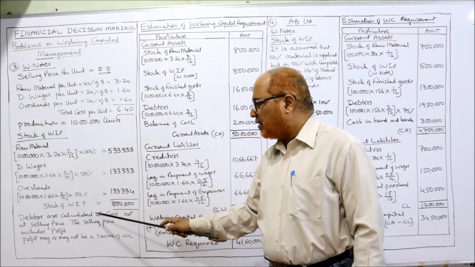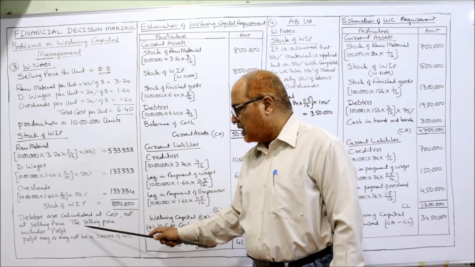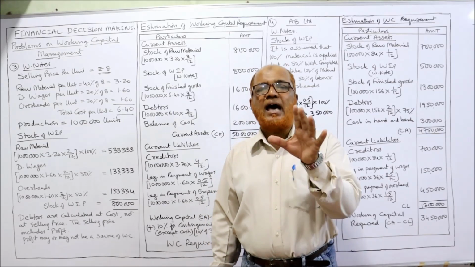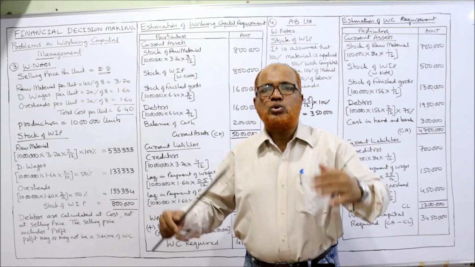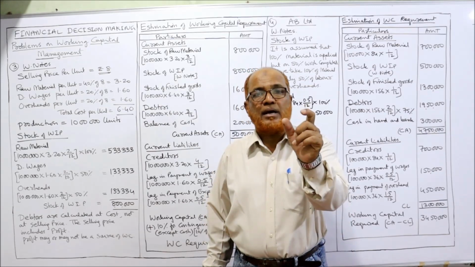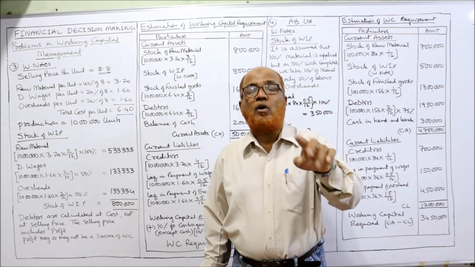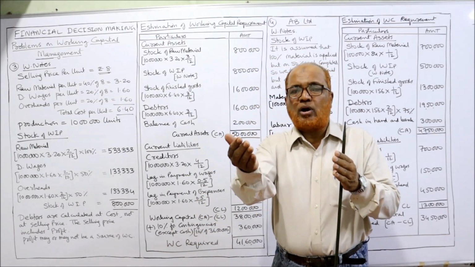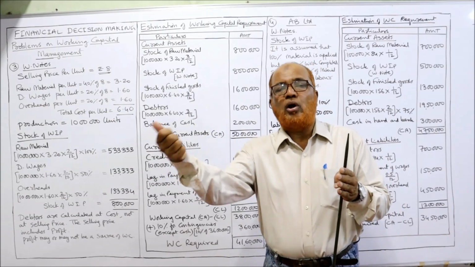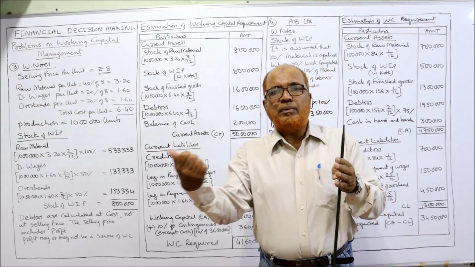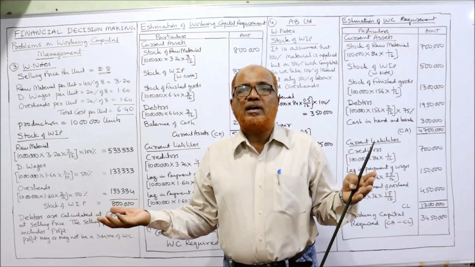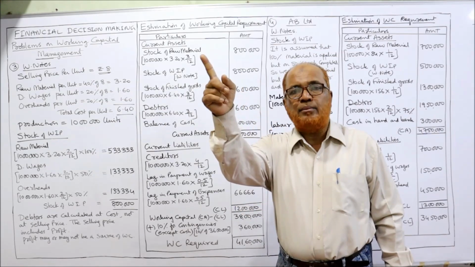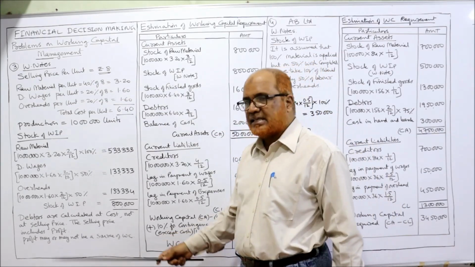Next, debtors are calculated at cost and not at the selling price. The selling price includes profit. Profit may or may not be a source of working capital. Another assumption: when we sell the goods to debtors, we sell at selling price, and selling price includes profit. But we are not sure whether profit is a source of working capital or not, because sometimes profit will be withdrawn by the owner from the business. In that case, it is not available for working capital. So we'll make the assumption that debtors will be calculated not at the selling price but at the cost. That is one of the assumptions.